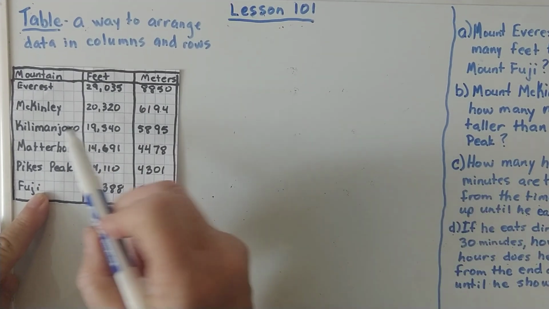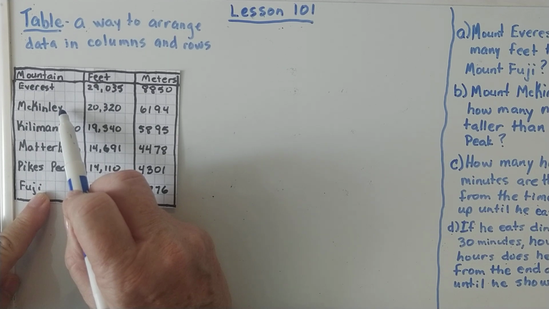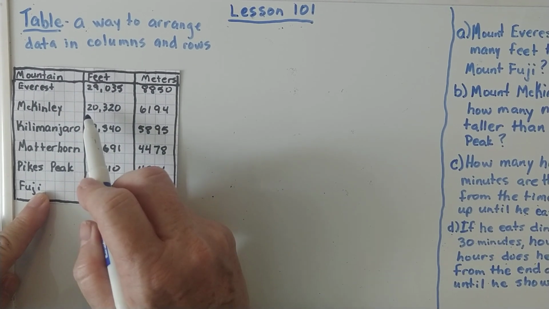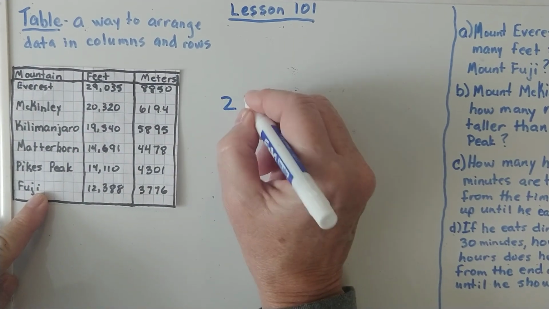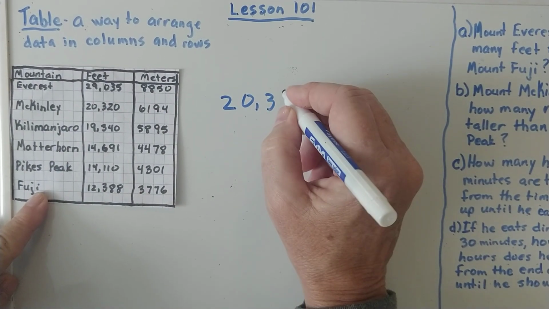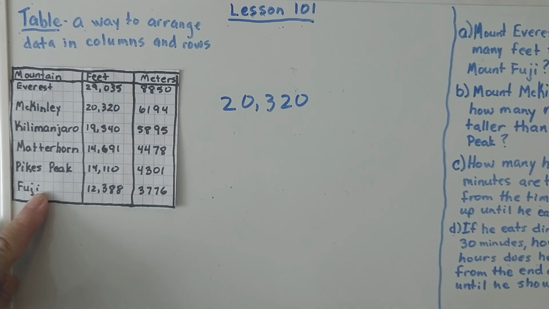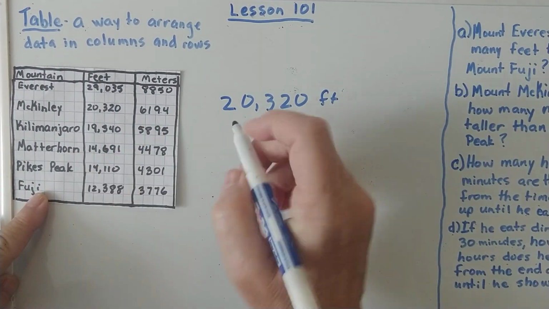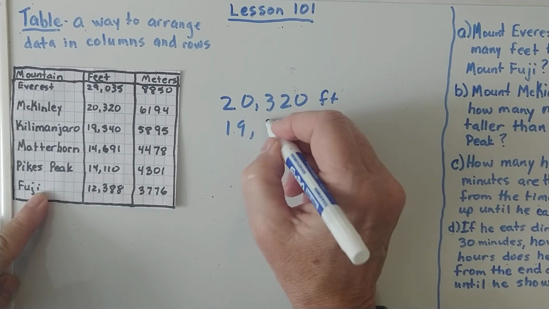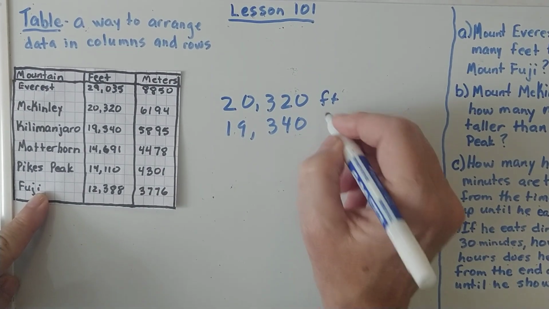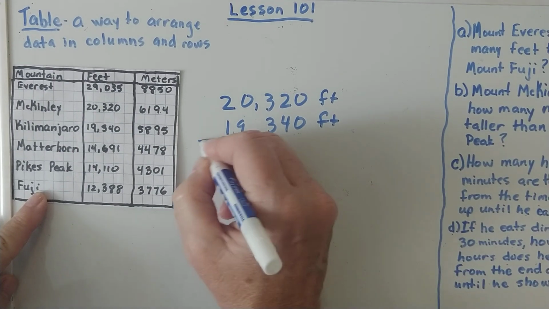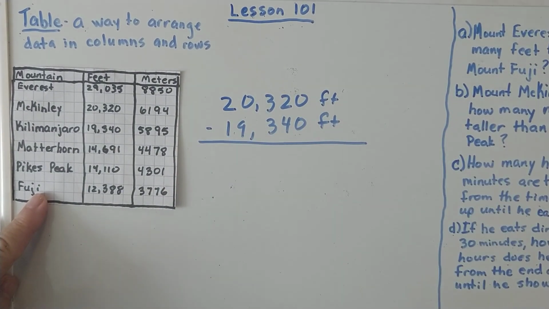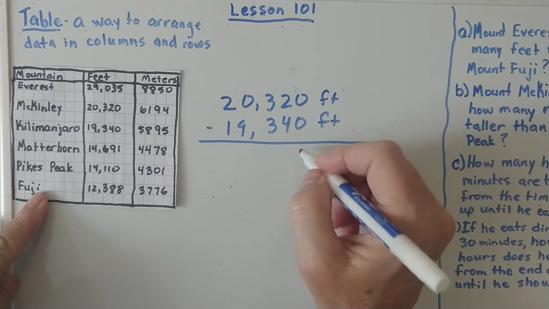Okay, so the next question is, Mount McKinley is how many feet taller than Mount Kilimanjaro? So Mount McKinley is 20,320 feet tall. Mount Kilimanjaro is 19,340 feet tall. Okay, so we again are finding the difference of this. So let's go ahead and subtract.